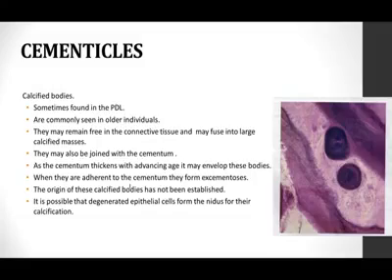We've talked about the blood supply of the periodontal ligament. We've talked about the nerve supply, the venous drainage system, and the lymphatic system. The fourth and the last thing that could be present within the connective tissue of the periodontal ligament is the calcified bodies called the cementicles.